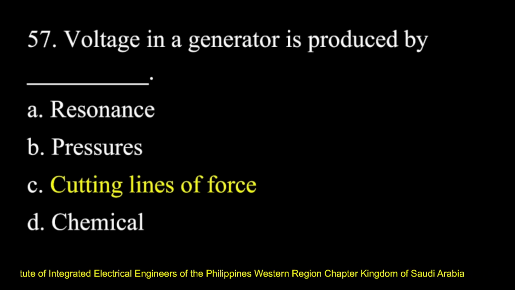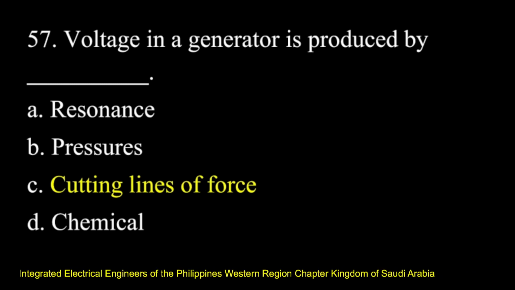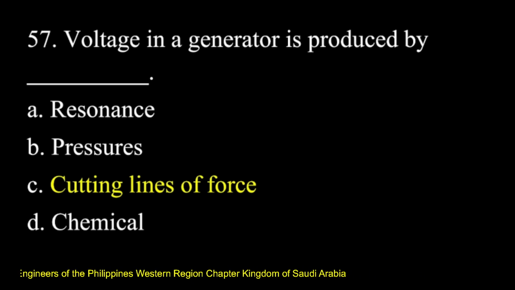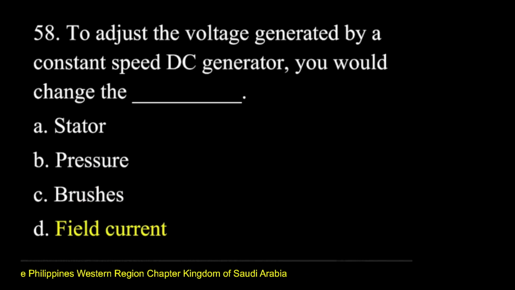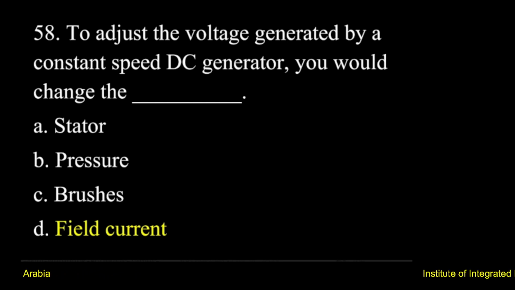Voltage in a generator is produced by blank. A. Resonance. B. Pressures. C. Cutting lines of force. D. Chemical. To adjust the voltage generated by a constant speed DC generator, you would change the blank. A. Stator. B. Pressure. C. Brushes. D. Field current.